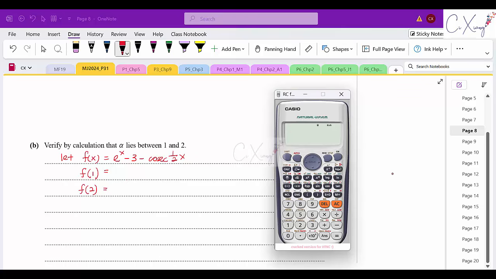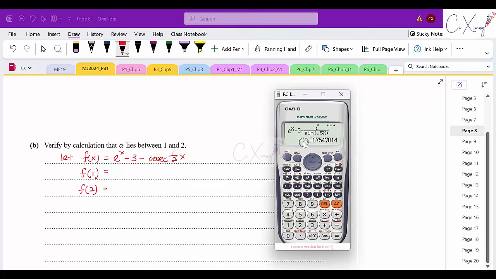Okay, then after that I try to key in the function, so e power x, then minus 3, then minus cosecant half x, which means it is 1 over sine x. So 1 over sine, and I want to put half x, meaning 0.5x, then close bracket. Now I want to input the value 1, so I press calculate, then put the value 1, then press equal sign.